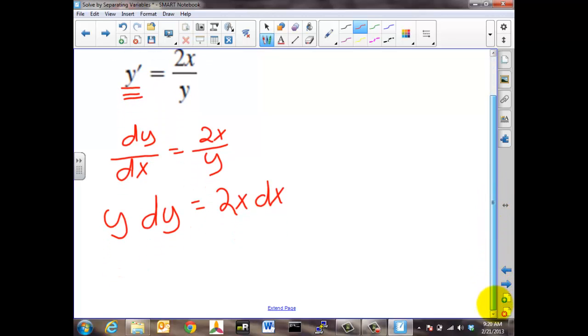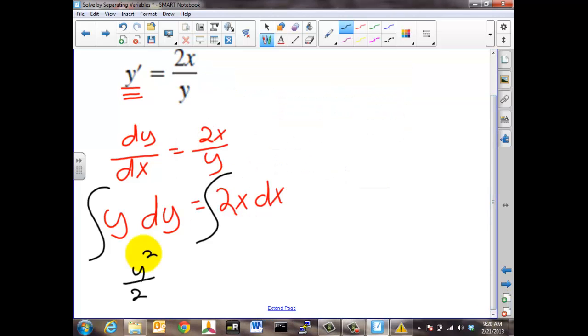Now, if we want to solve this, we need to integrate it. So we're going to integrate both sides. Because as we've discovered, when we integrate the left side, what's going to happen to dy when we integrate? It goes away, okay? So when we integrate the left side, what do we get? y squared over 2 plus c. On the right side? x squared plus c. And I'm going to put numbers by them because there are really two different c's there.